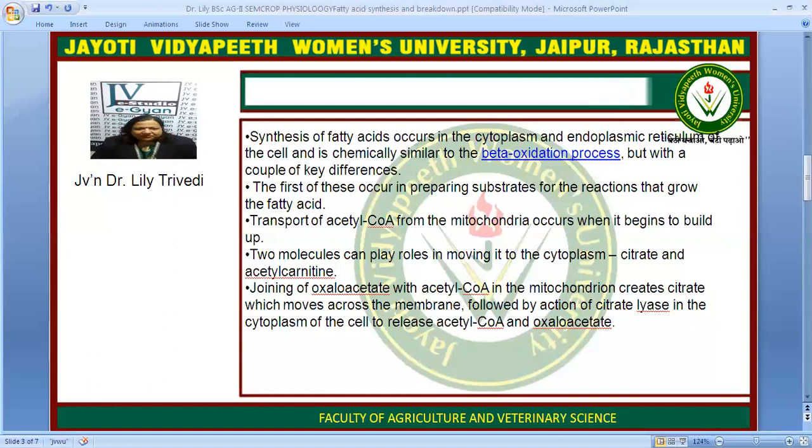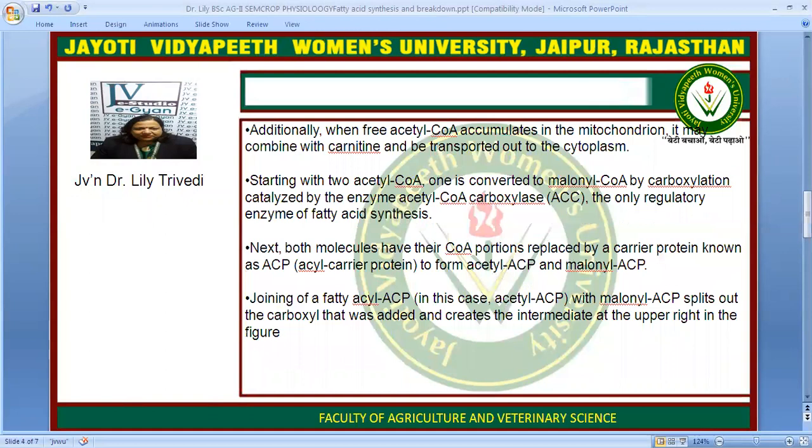Two molecules can play a role in moving it to the cytoplasm: citrate and acetyl carnitine. Joining of oxaloacetate with acetyl coenzyme A in the mitochondria creates citrate, which moves across the membrane. This is followed by the action of citrate lyase in the cytoplasm of the cell to release acetyl coenzyme A and oxaloacetate. Now, what happens additionally when free acetyl coenzyme A accumulates in the mitochondria? It may combine with carnitine and be transported out to the cytoplasm.